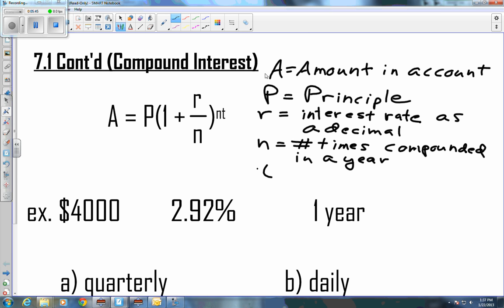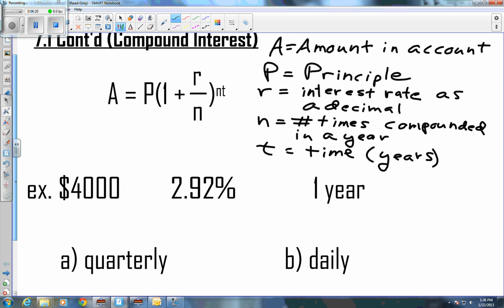And the last one, t, is for time, the time that's in the account, in years. We're going to measure it in years. So if it says 6 months, t would be 1/2. It'd just be a fraction of a year. So don't do it in months, we do it in years. Okay, any questions about just the formula itself? It says A equals P times, in parentheses, 1 plus r over n, to the nt.